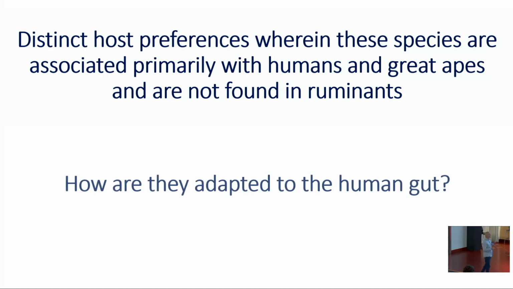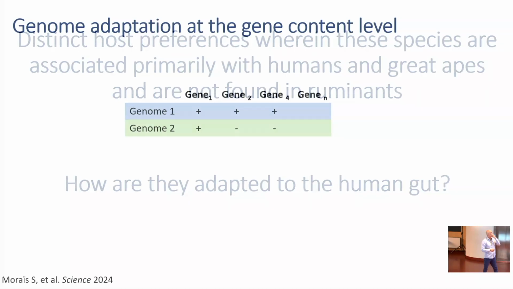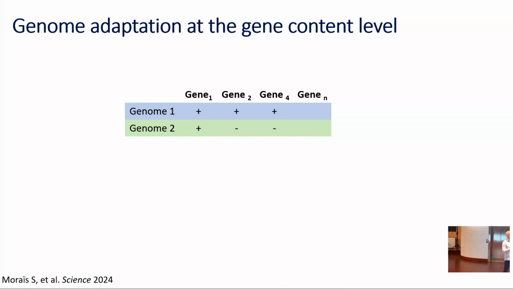We wanted to understand how they adapted to the human gut, looking at the presence and absence of genes, and whether their genome composition has changed as a function of invading the human gut. To do that, we created from each genome a vector of genes, from each one of these species. At the end of the day, we were left with a matrix of all the genomes coming from the different species, and then looked at the presence and absence of these genes across the genomes.